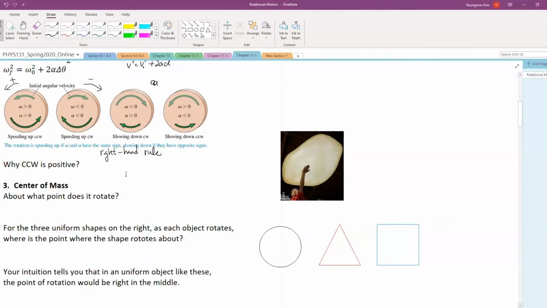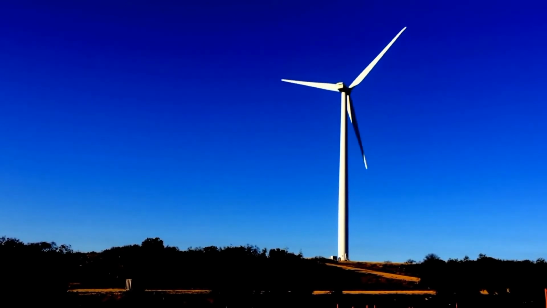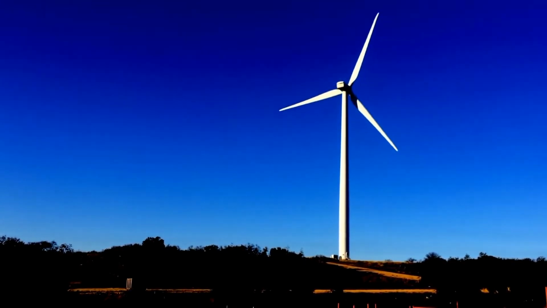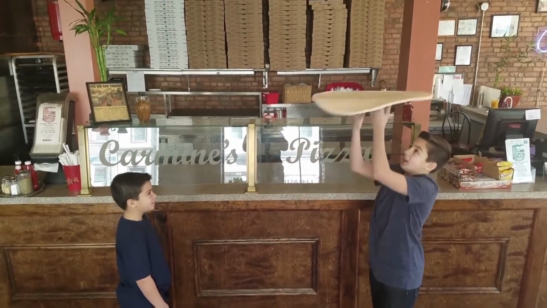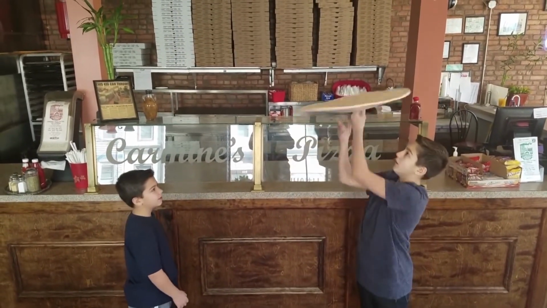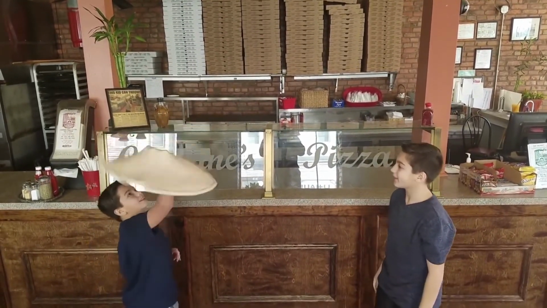Now let's talk about number 3, the center of mass concept. Let's consider any rotating object. We encounter many objects that are rotating in everyday life. Consider a wind turbine rotating at a certain angular velocity, or even a pizza dough. A chef rotating a pizza dough is stretching it into a bigger pizza.